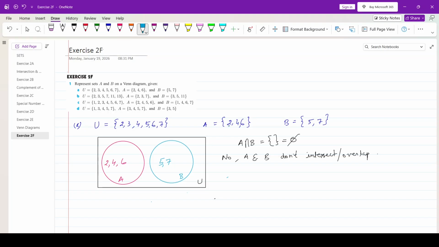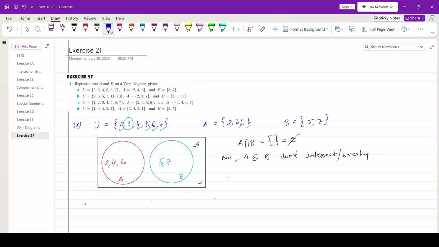So what are the elements that are left from the universal set that we have not considered yet? 2 we have taken, 4 we have taken, 6 we have taken, 5 we have taken, 7 we have taken. There is only one element, 3, that has not been considered anywhere yet. And this element 3 will be a part of the universal set, but not a part of either A or B. Therefore, this 3 will come here, outside these circles. So this is our Venn diagram.